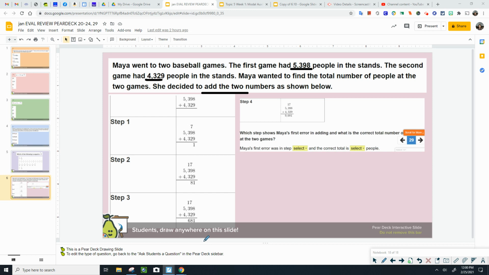Here's what you need to do, because it's asking you for the mistake she makes. It's the error, that's another word for mistake. It's also asking you for the correct total or the correct answer. So you need to add these up and then look and see what you did compared to what she did and see if you can find her mistake. So first of all, write the problem correctly.